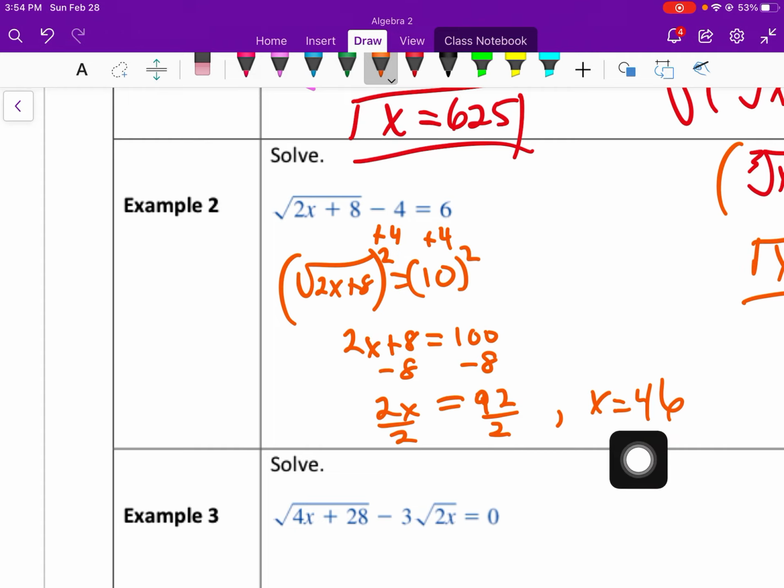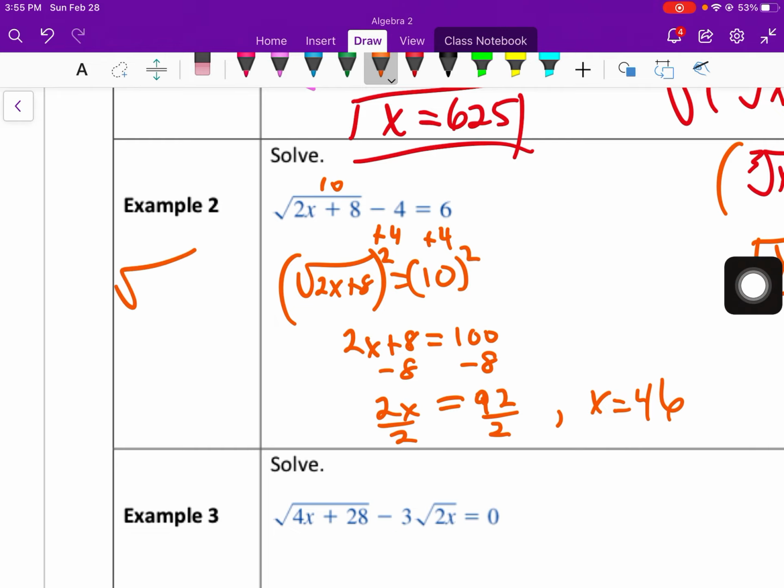If we were to plug 46 in under the radical, it'd be 2 times 46 is 92, plus 8 is 100. The square root of 100 is 10. So this would simplify to 10 minus 4 equals 6, and that's true. So when we checked for an extraneous solution, we got 6 out. There wasn't a negative under the radical. And let's be clear, let's make a note of that.